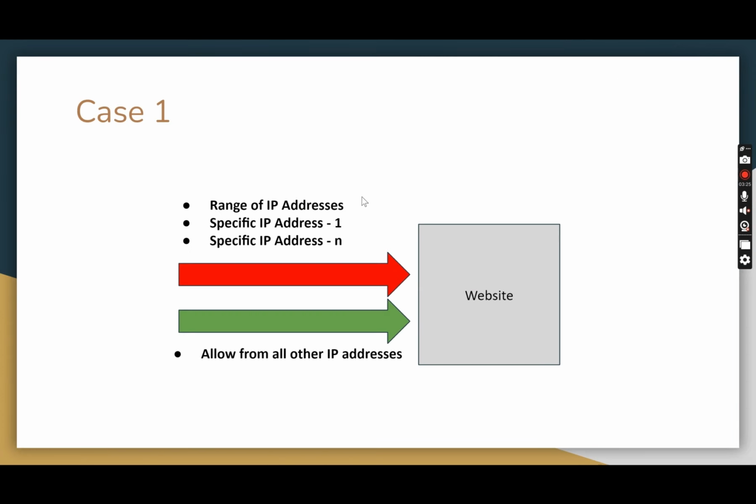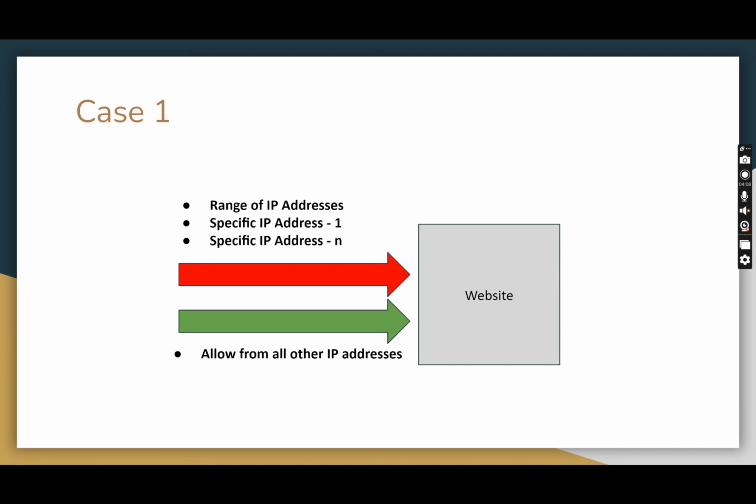I'm going to discuss two scenarios. Scenario one: let's say we have a website and I want to block. The red arrow shows block, or we can say deny, and the green shows allow. So I want to deny a range of IP addresses, or a specific IP address, or multiple specific IP addresses. A range of IP addresses means I can block a complete series, let's say 192.168.1.0 to 256. This is an internal IP, but we could talk about some external IP also. So a range of IP addresses, we can block that.